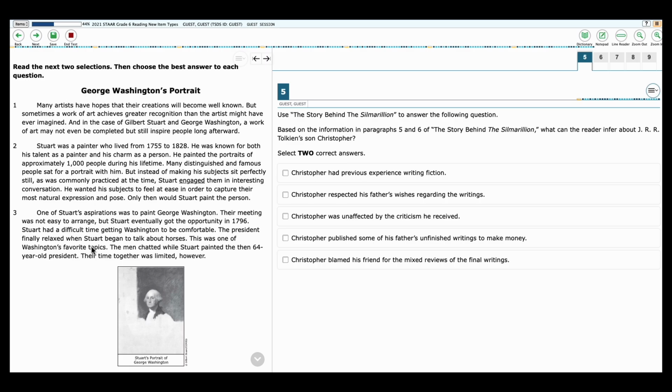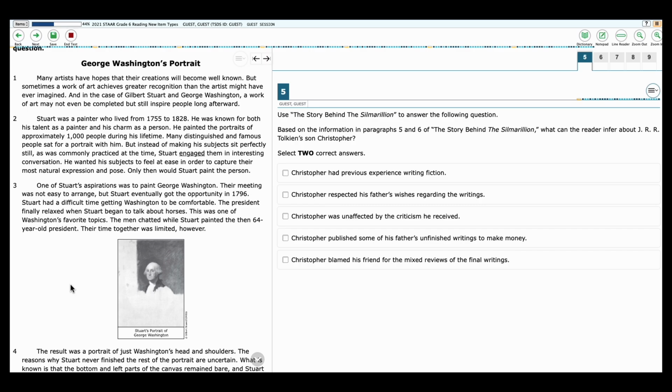George Washington's Portrait. Many artists have hopes that their creation will become well known, but sometimes a work of art achieves greater recognition than the artist might have ever imagined. And in the case of Gilbert Stuart and George Washington, a work of art may not even be completed, but still inspire people long afterward.